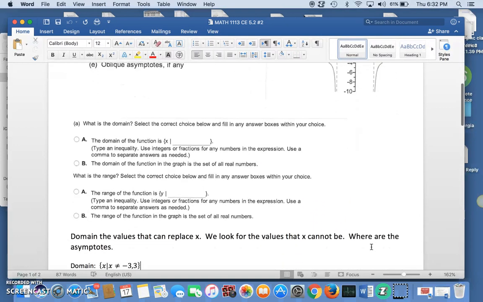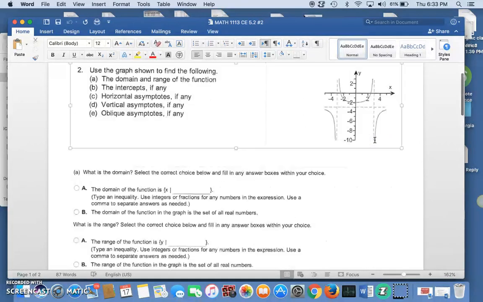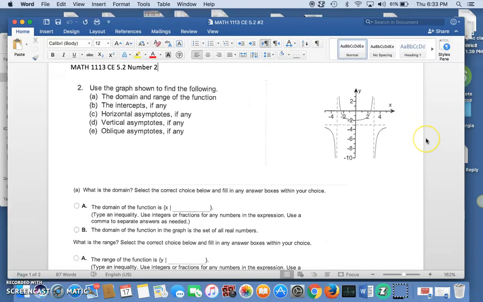And I think the way this wants you to express it is in this format. All x is such that x does not equal -3 and +3. Basically, you assume that your domain is all real numbers and look for the exceptions. And with this type of graph, the exception is going to come where you have vertical asymptotes for the domain.